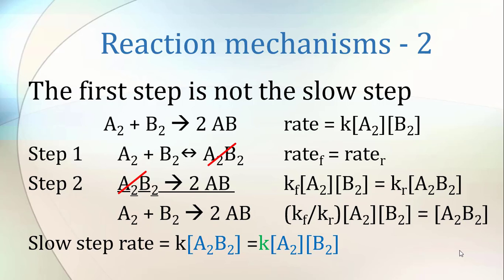So now we can say that the rate equals K times the concentration of A sub 2 B sub 2, equals the rate constant times the concentration of A sub 2 B sub 2, which is the experimentally derived rate law. So in actuality, the rate laws are the same, and this is now a valid mechanism.